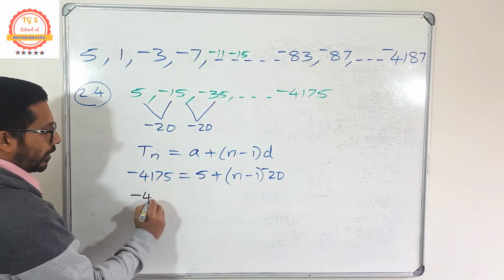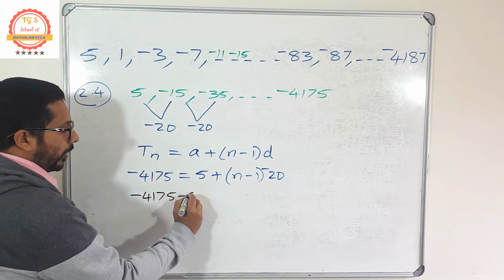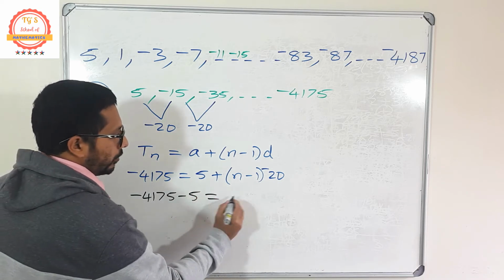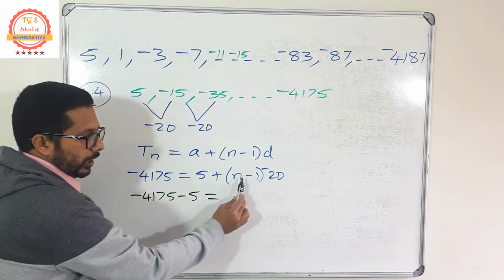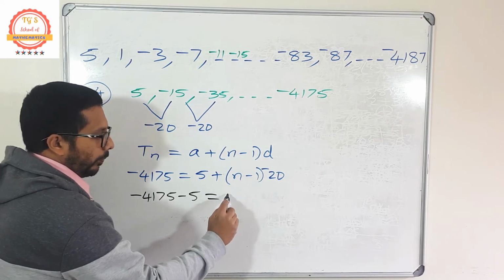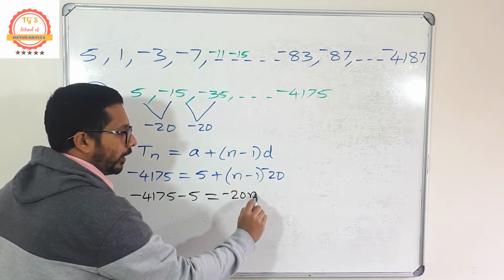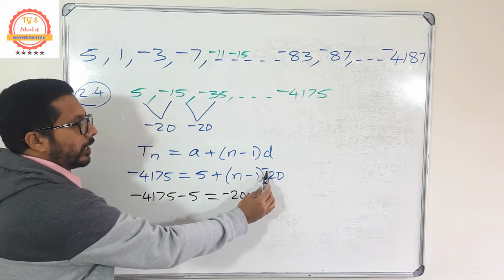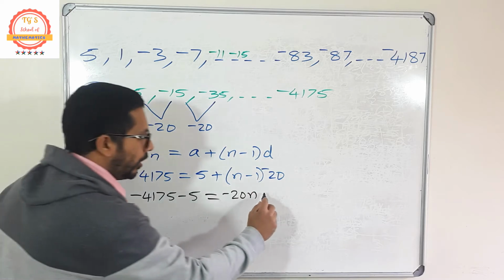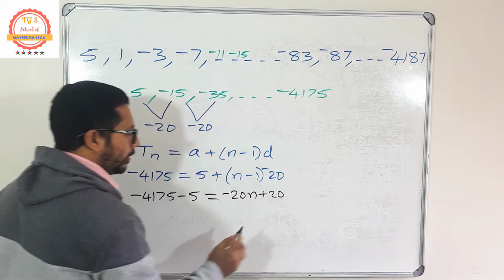That means minus 4175 minus 5 is equal to, expand the bracket. So how can you expand? Minus 20 times n, that is minus 20n. Minus 20 times minus 1. Minus into minus is positive, so it is positive 20.